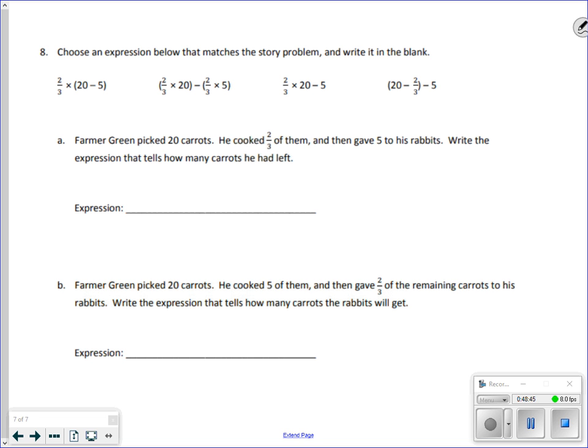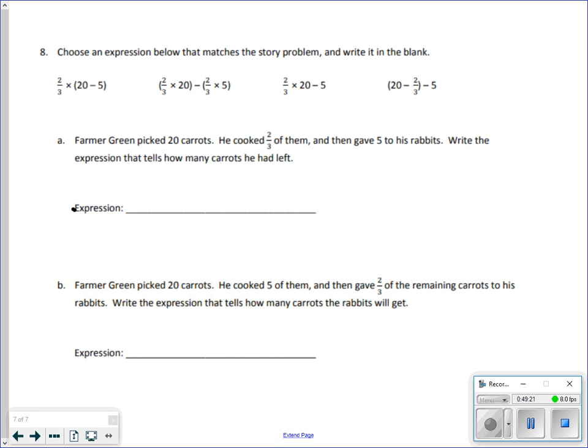So we have Farmer Green picked 20 carrots. He cooked 2/3 of them and then gave 5 to his rabbits. Write the expression that tells how many carrots he had left. They're not asking you to solve it. They just want you to write which one of those you would use to answer the question. Which one of these would go with this word problem?